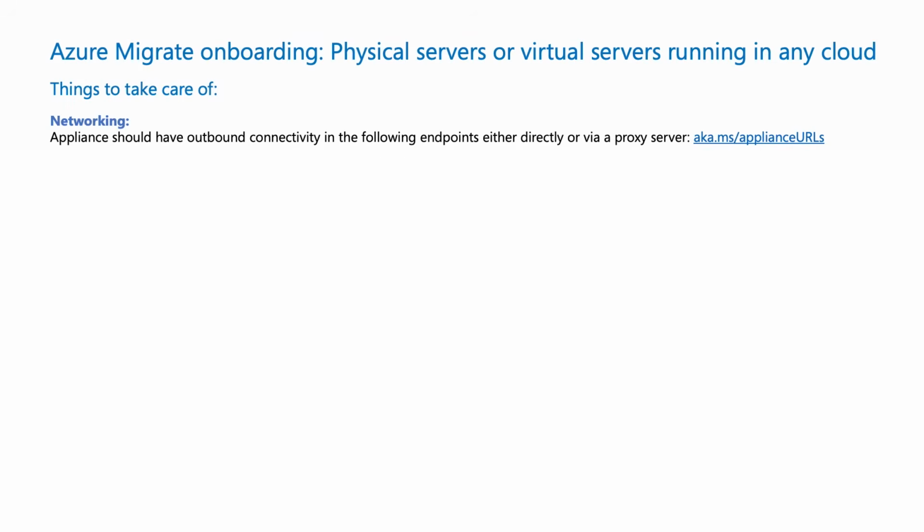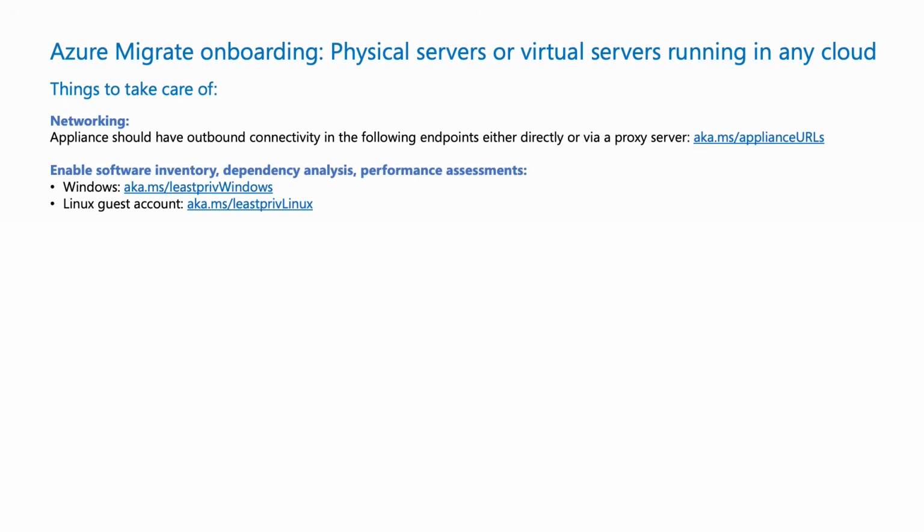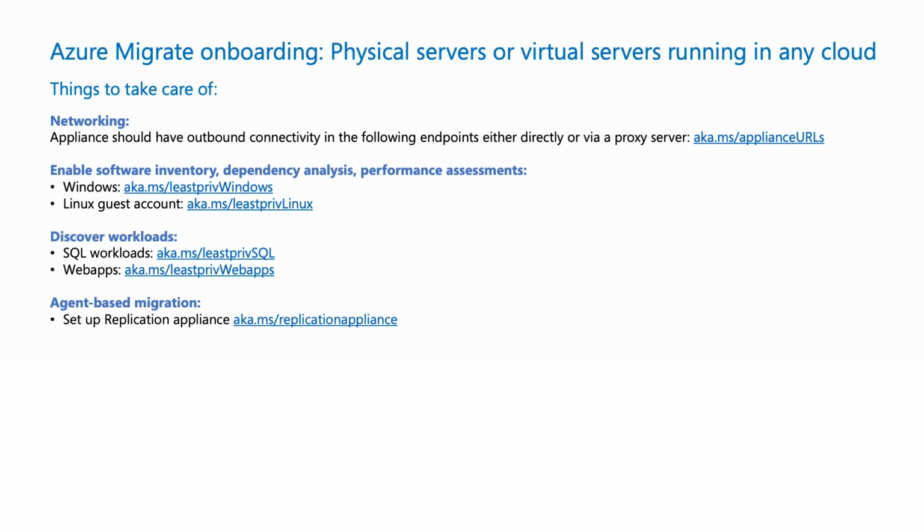Ensure the appliance meets networking requirements and can connect to necessary endpoints. Prepare the Windows servers and Linux servers by setting up the least privileged user accounts. For discovering SQL Server instances and databases, create least privileged credentials following this guide. To discover .NET Webapps and Apache Tomcat web servers running on Linux servers, set up least privileged guest credentials.